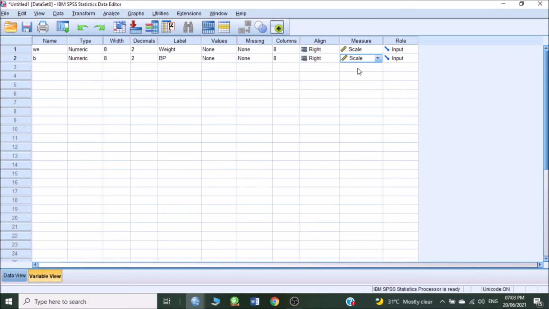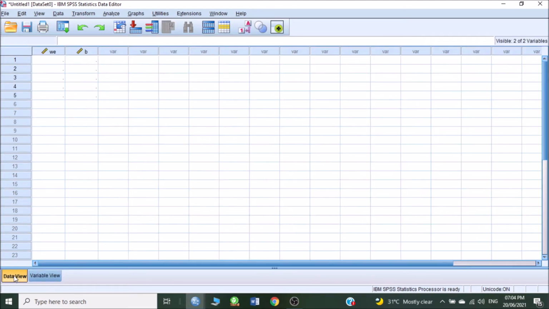Why do I have to give the scale? There is a reason for that also. In a further video I will tell you very clearly what measurement things we are supposed to concentrate on. Okay, so this location may be considered as the variable view. After completing the variable view, next we have to go for data view.